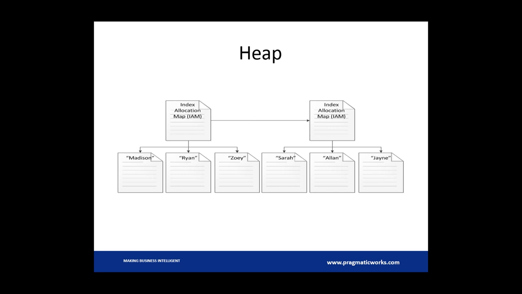And so what SQL Server will do is it'll allocate an index allocation map page in the first row that gets added in, and in this case we'll say it's Madison. Madison will be the first one placed within the table. And then it'll go to Ryan, and then Zoe if they were inserted in that order. And if that allocation map is filled out, maybe another allocation map may be allocated out. And then Sarah and Alan and Jane will be allocated out to it. And that's basically how heaps are structured within SQL Server.